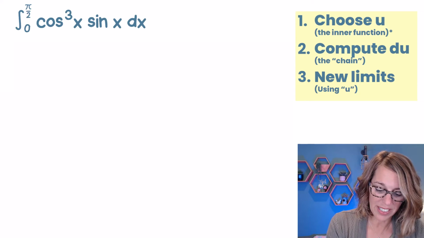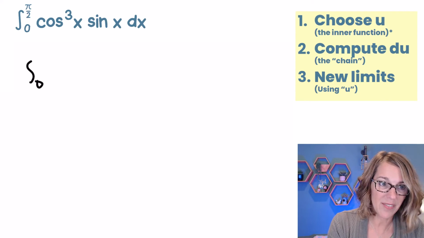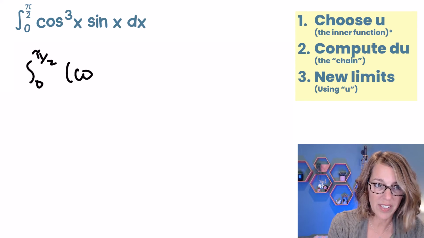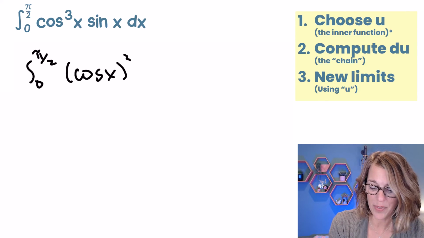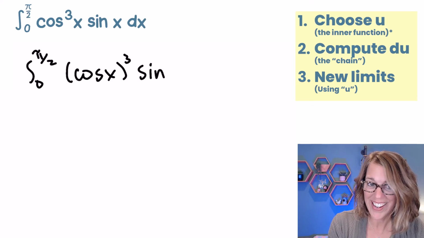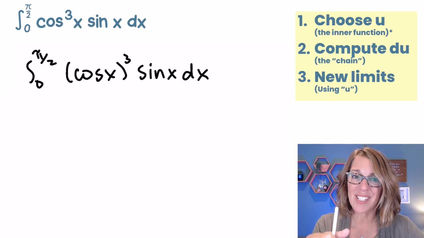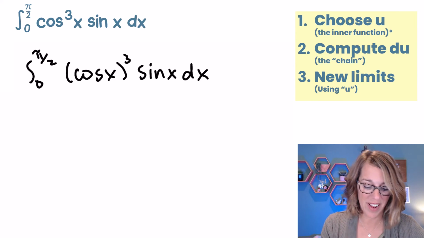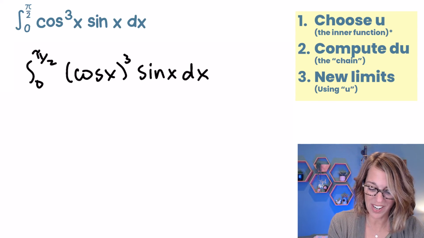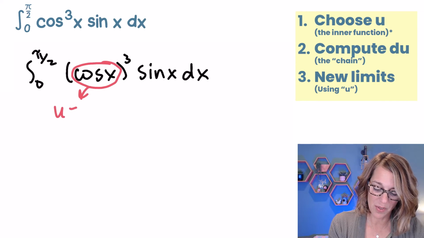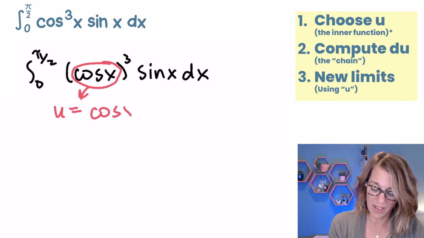I'm going to write this one just a little bit differently, but I want you to see if you can recognize what your u is going to be. I'm going to write this as cosine x with a power 3 on the outside, and then a sine x, and then a dx. It's really easy when I write it in this form. I can see that that innermost function is my cosine of x. This is going to be my u. So u is equal to the cosine of x.